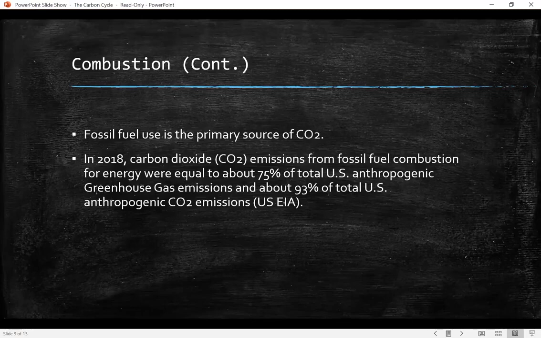In 2018, carbon dioxide emissions from fossil fuel combustion for energy were equal to about 75% of the total US anthropogenic greenhouse gas emissions, and about 93% of the total US anthropogenic CO2 emissions.